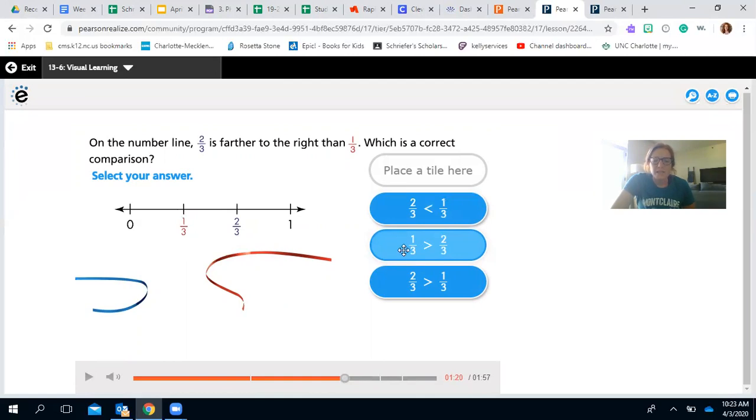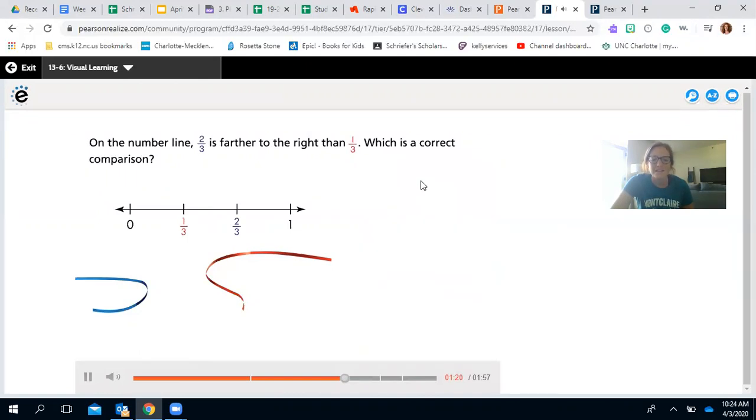This answer says 1/3 is greater than 2/3. Is 1/3 bigger or more than 2/3? The last one, 2/3 is greater than 1/3. Is 2/3 bigger, or does 2/3 have more of the whole than 1/3? Which one do you think is the answer? If you said 2/3 is greater than 1/3, you got it correct.